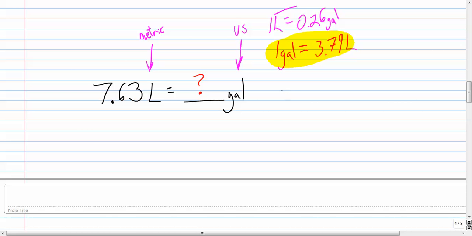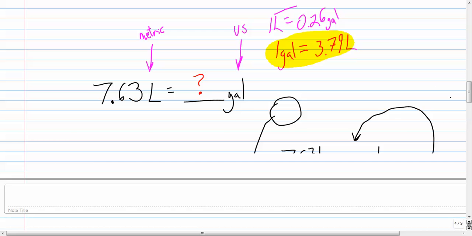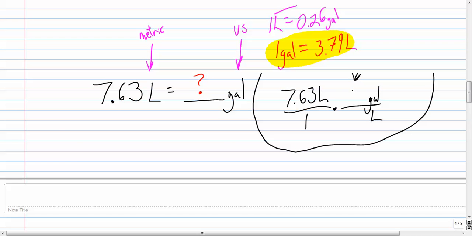You write down what you were given, 7.63 liters, put it over 1. We want to get rid of liters, go to gallons, and let's see here, 1 gallon. So why did I draw this long dumb arrow? Who knows? Well, what's going on here? So 1 gallon, 1's going to go there, and our 3.79 liters, that's going to go here. So we're going to have 7.63 times 1. So on top we got 7.63, and on bottom we've got 3.79.